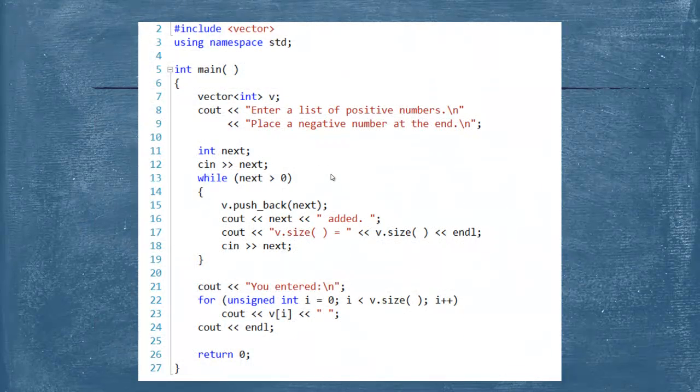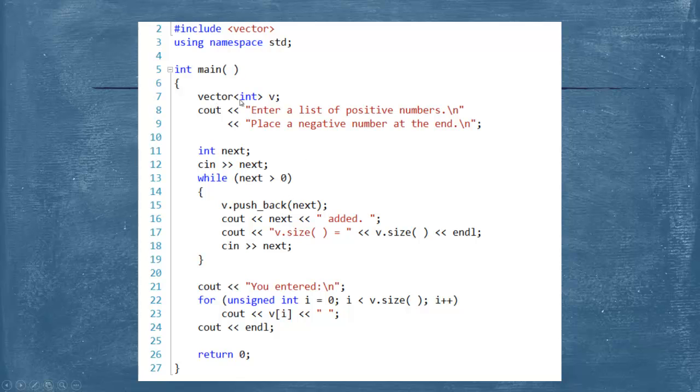So here's an example of a vector. Note, it is not included in the standard library, so we have to include vector. All right, and then we create the vector. Vector, it's going to be an integer, and we're going to call this v. And then we input some information, and then we say, hey, v, pushback, add an element, and we're going to add whatever the user put in.